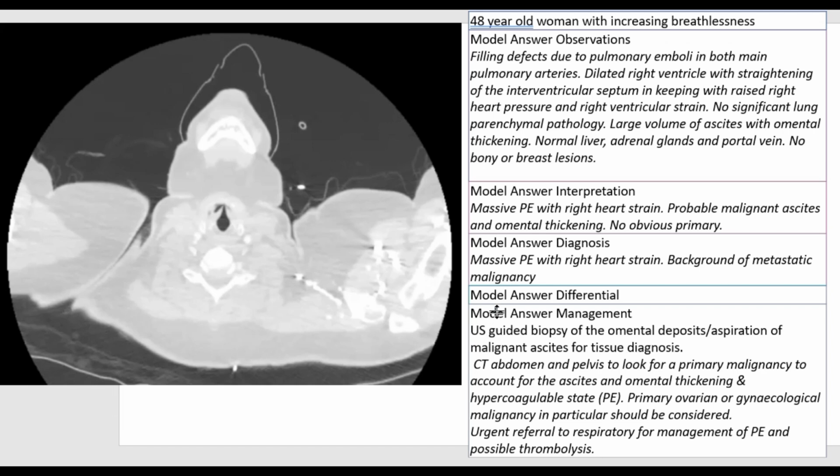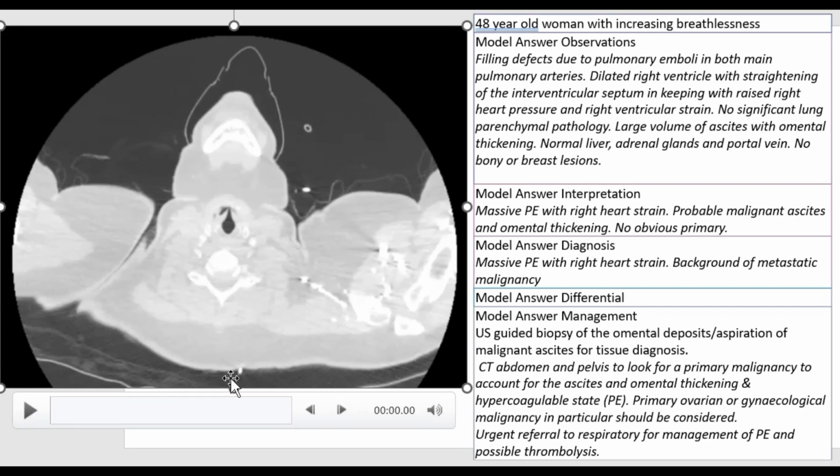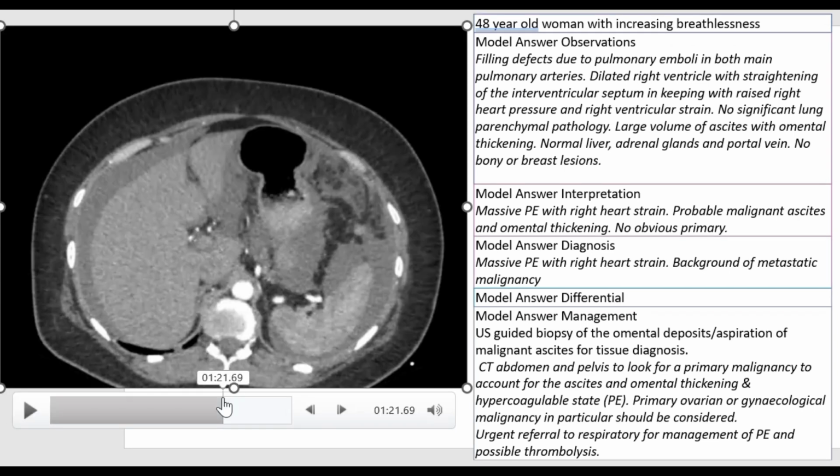So the management here, this patient needs more pathological investigations. This patient needs ultrasound guided biopsy of the omental deposits or aspiration of the malignant ascites for tissue diagnosis.